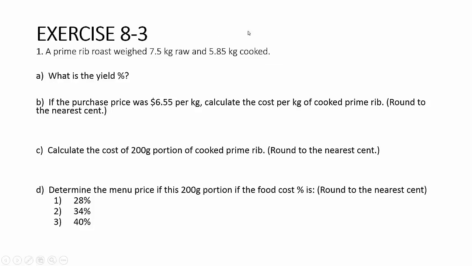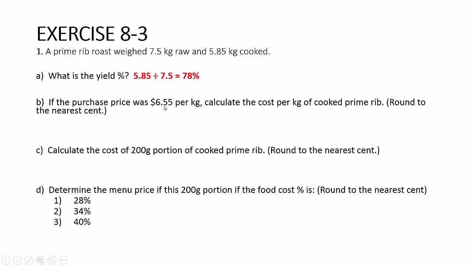While it is possible to buy cooked meat for your restaurant, here they're saying that we bought something that was raw and then we cooked it. So it's easy to see that the 7.5 kilograms is our AP, what we originally purchased, and after we cooked and prepared our prime rib roast, we only had 5.85 kilograms left, so that's our EP. Remembering that we take the EP and divide it by the AP gives us the yield percent. So 5.85 kilograms divided by 7.5 kilograms gives us a yield percent of 78.